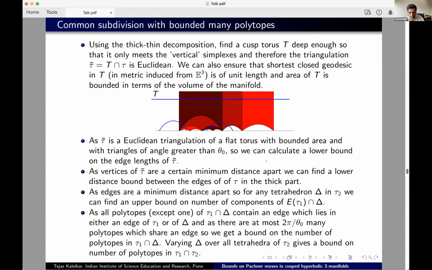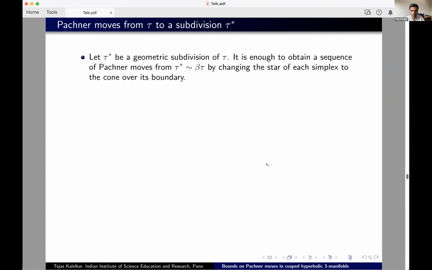Of course, I know it's very quick, but it's just the highlights of the proof, which goes into showing that you have a common subdivision of tau 1 and tau 2 with a bounded number of polytopes. Once you've gotten a common subdivision with a bounded number of polytopes, the next step in the proof is to go from tau, a given triangulation, to some subdivision of tau. So we don't need to go from tau 1 to tau 2. We now just need to go from tau 1 to some tau star, which is a geometric subdivision of tau.